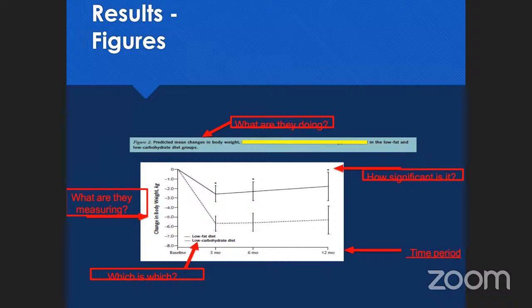Moreover, the title can include what they are doing in specific for the diagram and what they are measuring and which is which. For example, this indicates a low fat and this indicates a low carbohydrate. So explaining each drawing or each point in the figure, and also how significant the value is and the time period, for example, in which we have conducted the intervention.